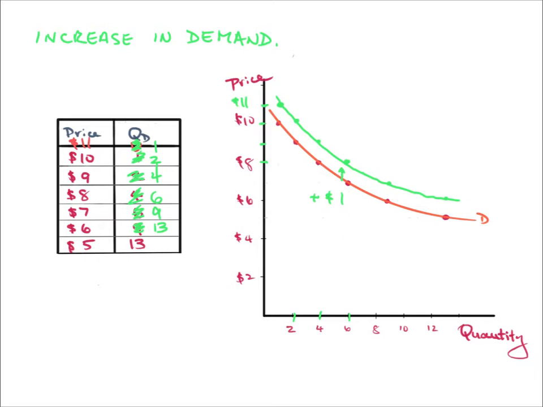Got it? Okay. So an increase in demand will cause the demand curve to shift up, or we could say right. Yeah, the green curve is above the red curve. The green curve is also to the right of the red curve. Both are accurate descriptions.